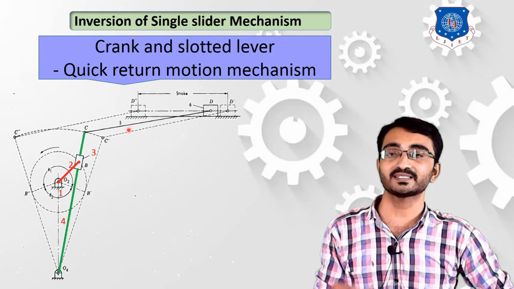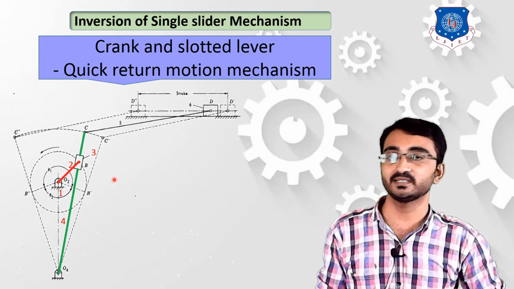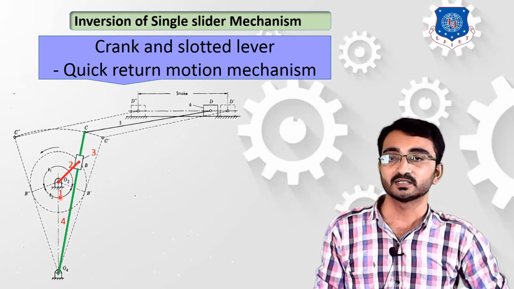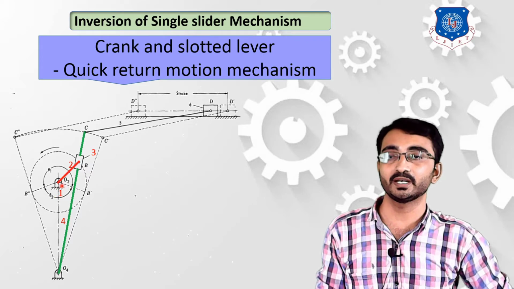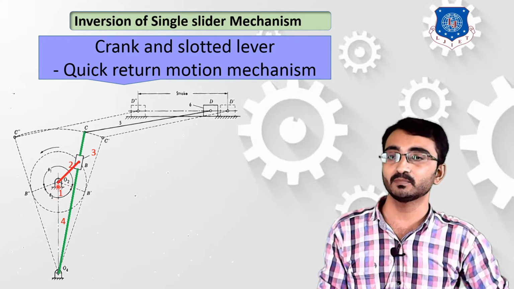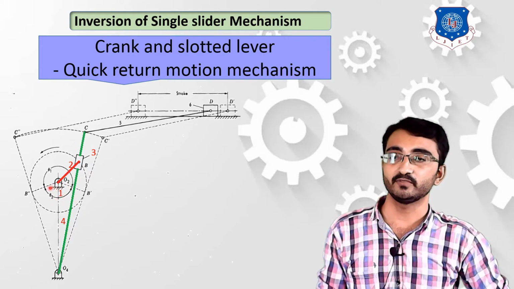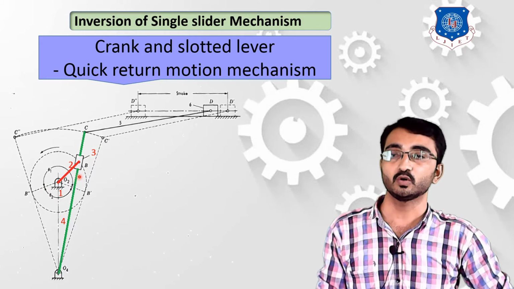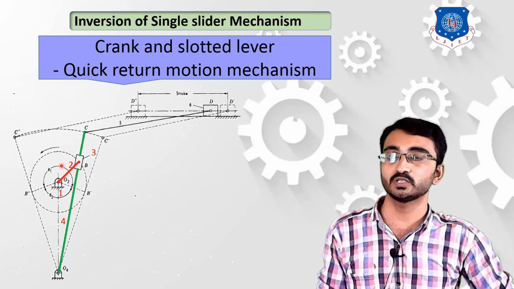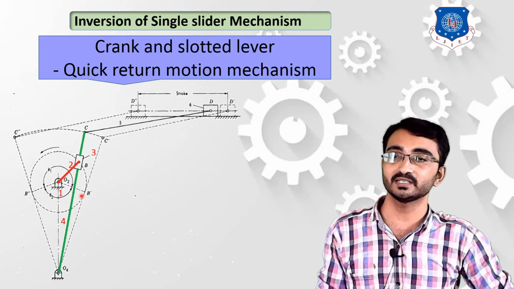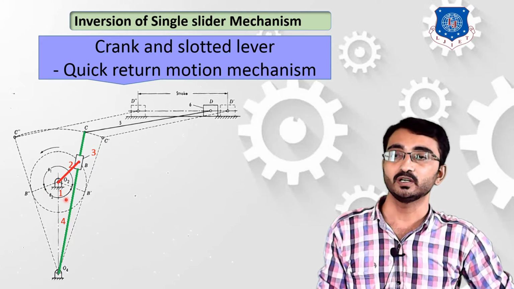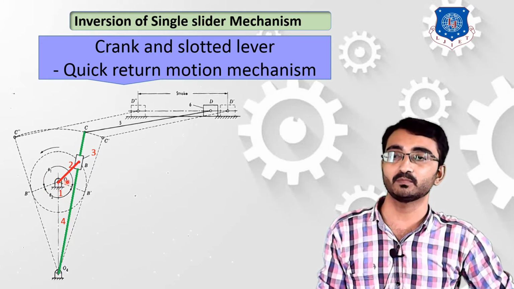Now let's first identify the number of links in this mechanism. Over here, this number is indicating link number 1. This link number 1 is your fixation. With respect to this fixation, your link number 2 is the crank component, which is producing complete rotation. As you give input to this link number 2, it will rotate in this direction, and this rotation will be with respect to link number 1.